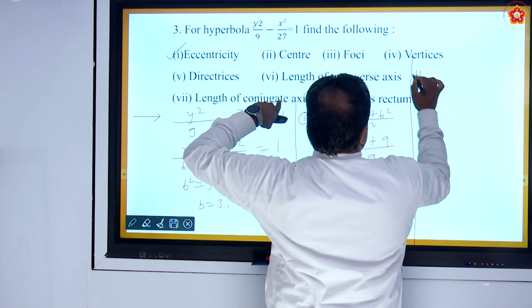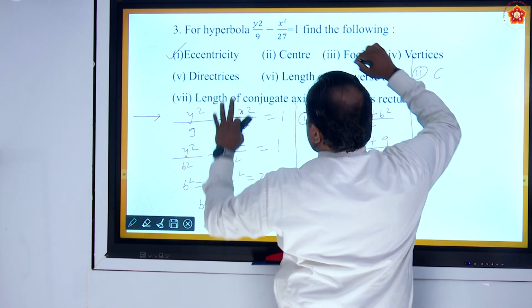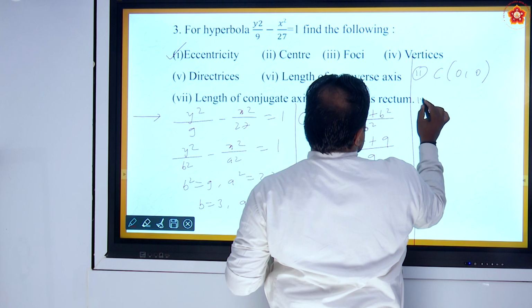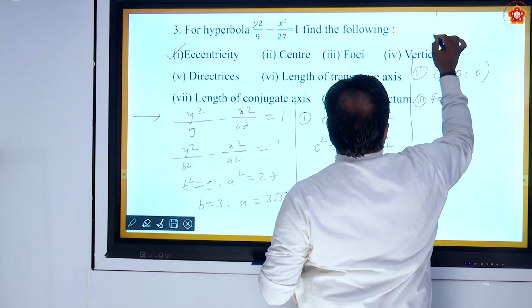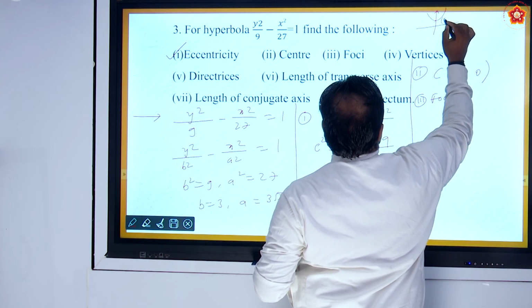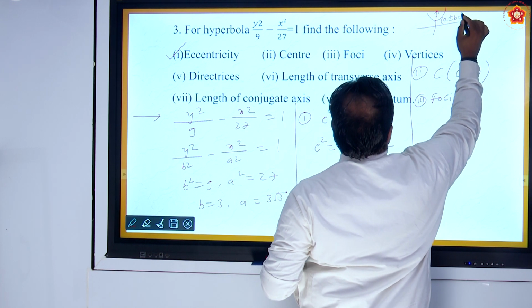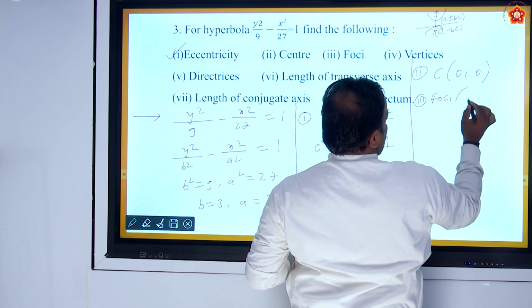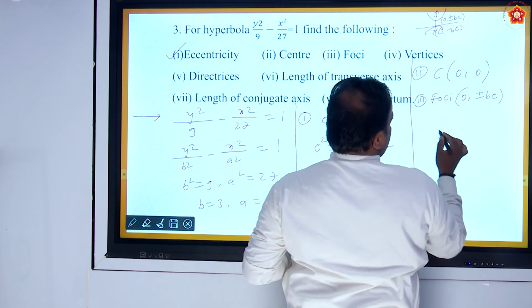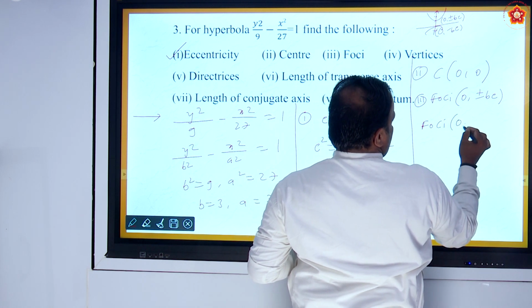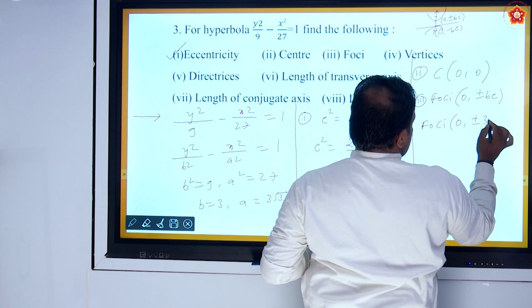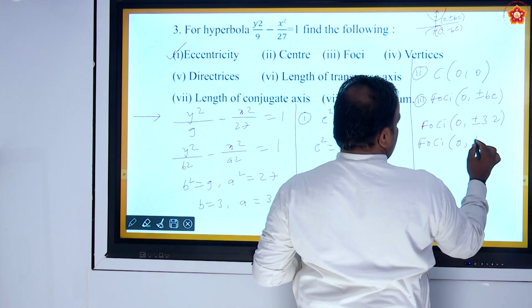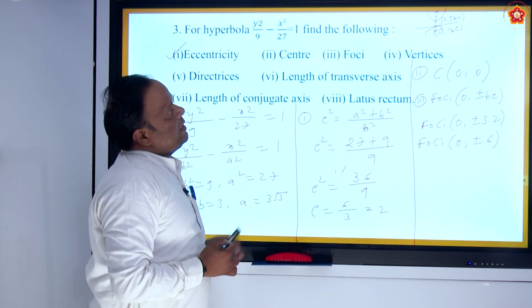The second one is the center. The center of any hyperbola in this form or the first form is always 0, 0, which means the origin. Next, the foci. Because this is a hyperbola whose foci lie on the y-axis, the foci formula is 0, plus or minus b, that is 0, minus b and 0, plus b. Here b is 3 and e is 2, so the foci are 0, plus or minus 3 twos are 6.